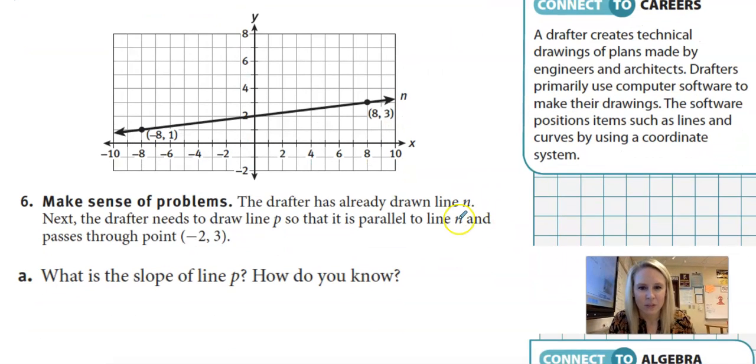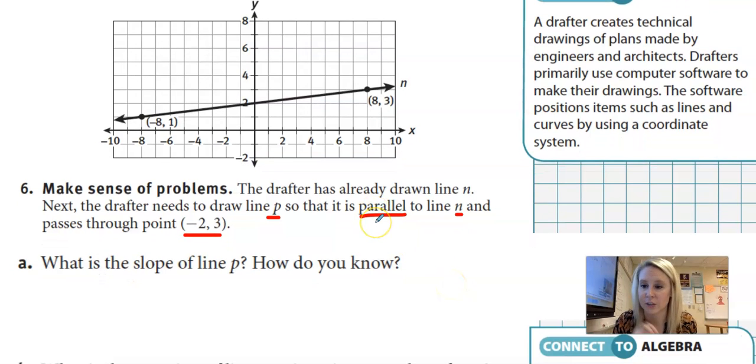All right, so we got a drafter. He's drawn line N, and then next he's going to draw line P so that it is parallel to line N going through that point. So first, if I'm trying to draw something parallel, I first need to find the slope of P.